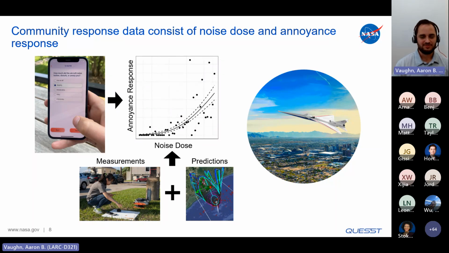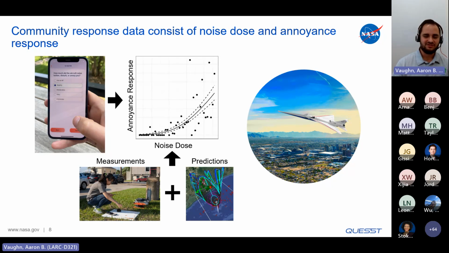A month allows participants to have enough time to adjust to the sounds and habituate potentially to what it would be like to have supersonic aircraft flying regularly over a community. The annoyance response is captured via an application-based survey that they'll get a little reminder for right after a flyover event, and they'll respond how annoyed they are on a scale ranging from not at all to extremely. So this constitutes their annoyance response.